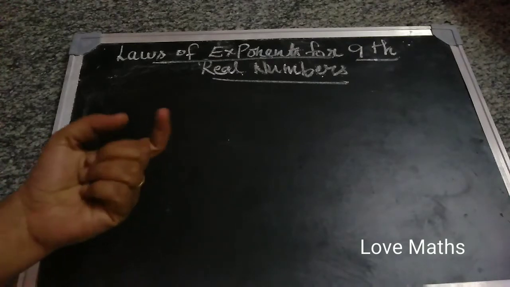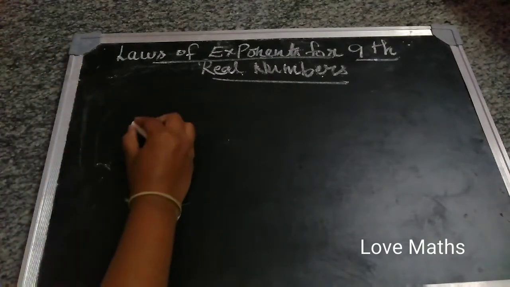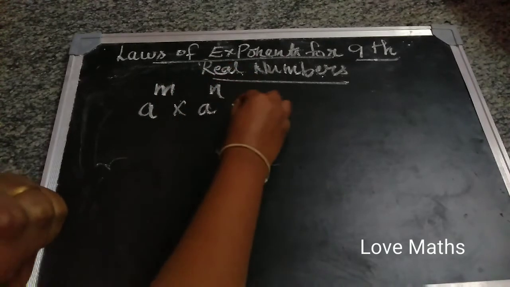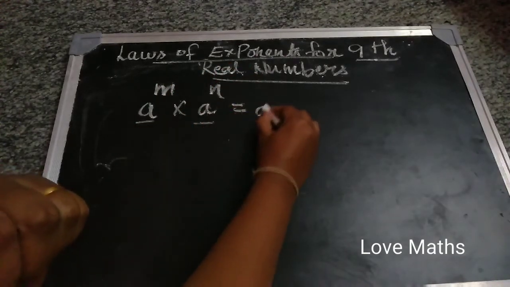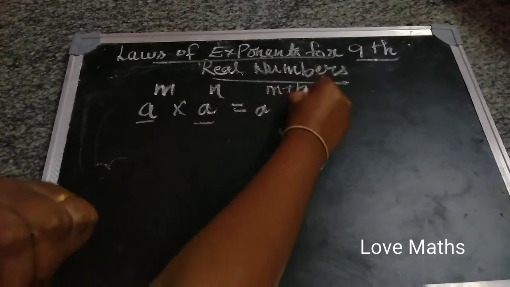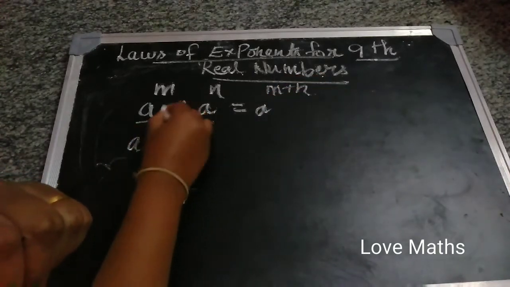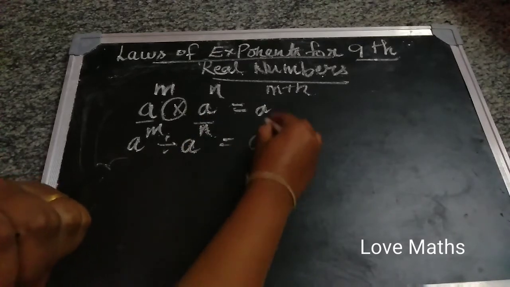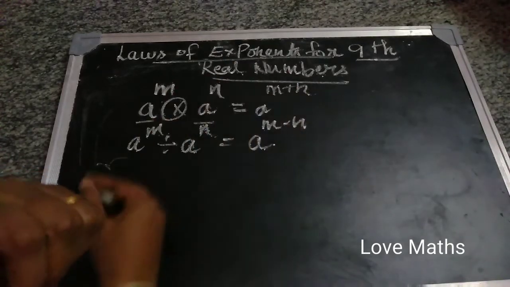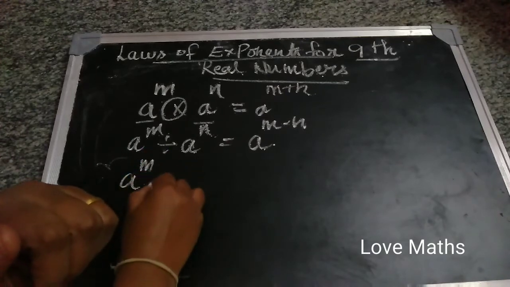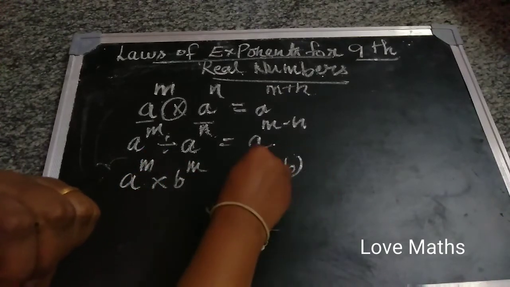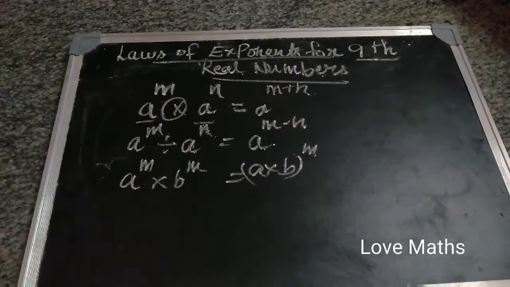Well, exponents: we already know some formulas, like a power m into a power n. Since the bases are the same, we can add the powers. In case of a power m divided by a power n, in division, we should subtract the powers. Okay, if the bases are different and the powers are the same, we can multiply the bases together. Like that, we have seen so many things.